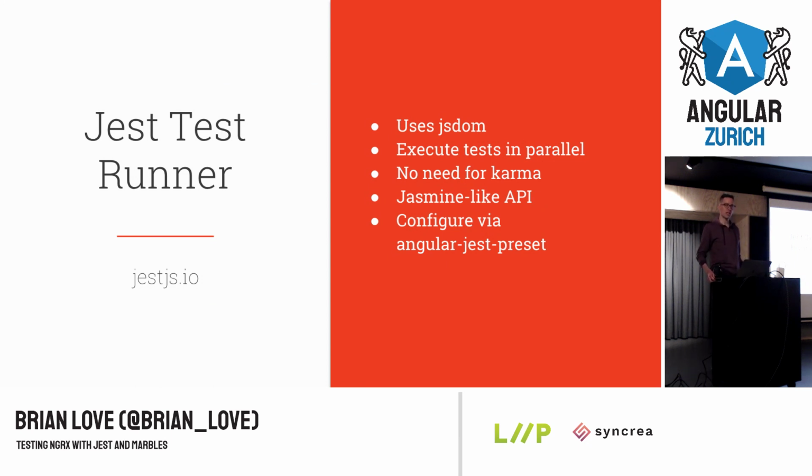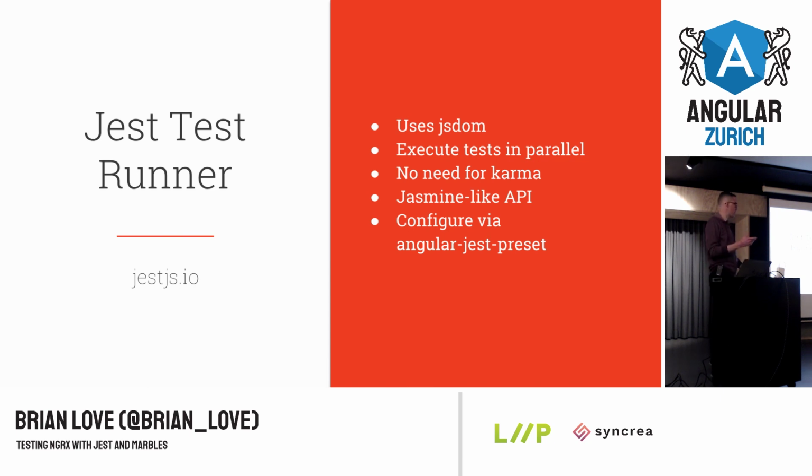And so there's a couple of reasons why Jest is fast. Jest uses a technology called JS DOM, so it doesn't actually use a browser at all. It mocks out the entire DOM using this open source library called JS DOM. And what that allows us to do is execute tests in parallel, right? So instead of each test going in series, we can spawn multiple tests at the same time and run them all in parallel. So we can run our tests really fast. If you're using Jest, there's no need for Karma anymore.